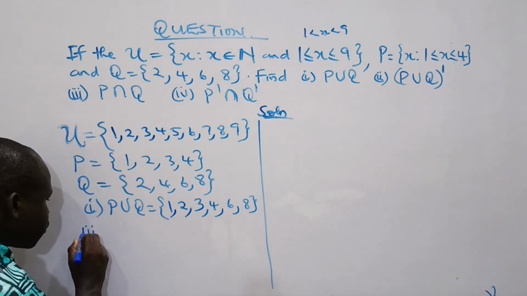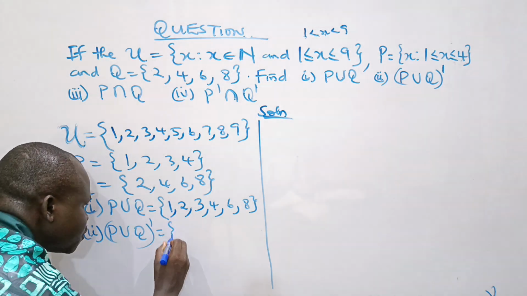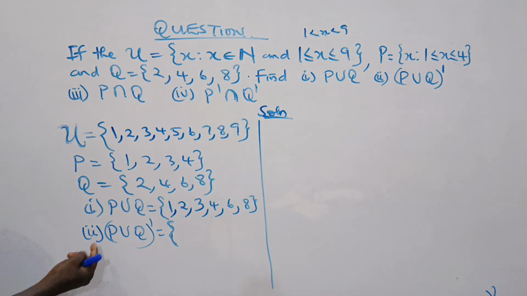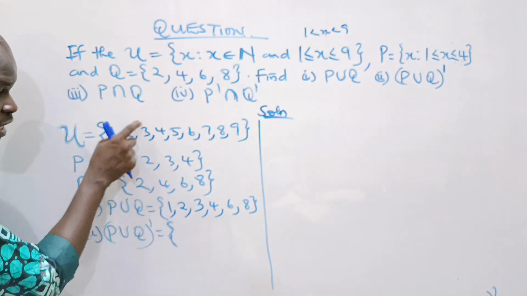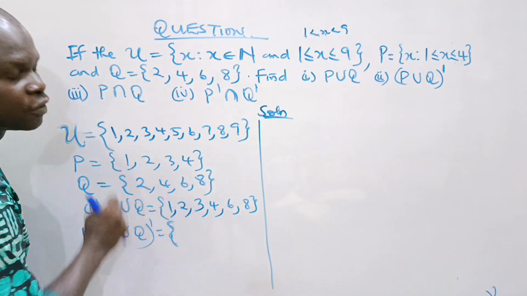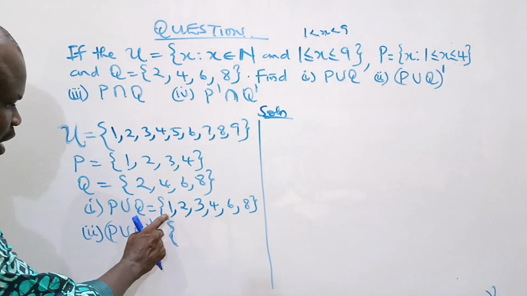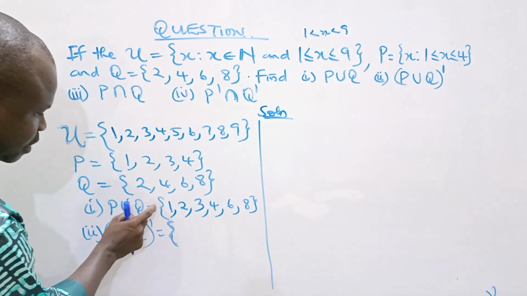Then Roman figure 2, we have to find the complement of P union Q. Of course, when we talk about the complement of a set, it simply means the elements that we have in the universal set that are not in the set. So the complement of P union Q simply means all the elements that we have in the universal set that are not in P union Q.